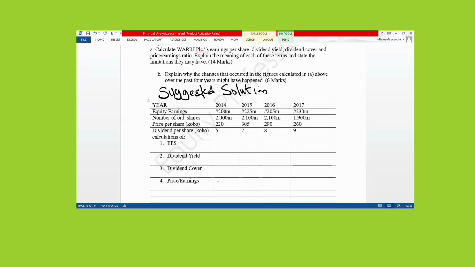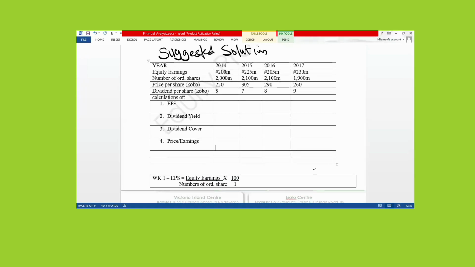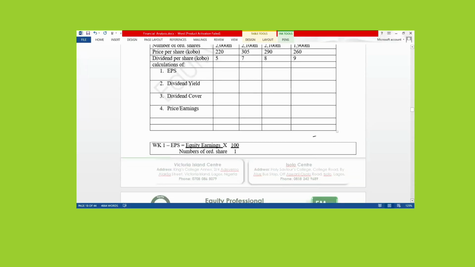All right. I need to calculate earnings per share. The formula is, I want to calculate in kobo: equity earnings divided by number of ordinary shares, then multiply your answer by 100.